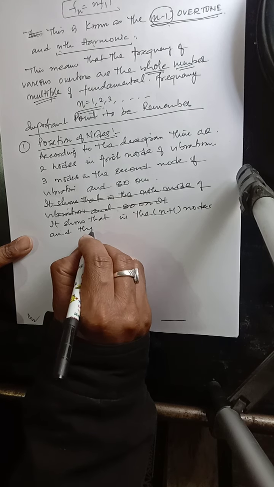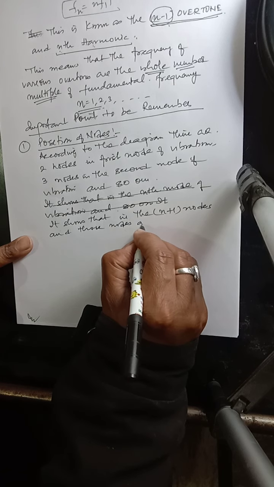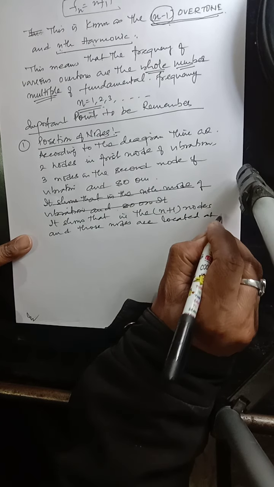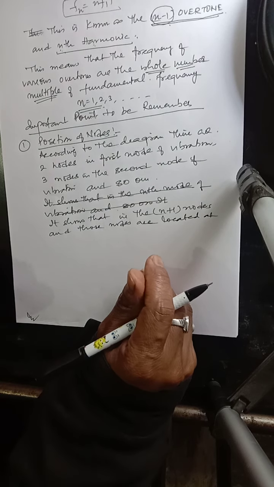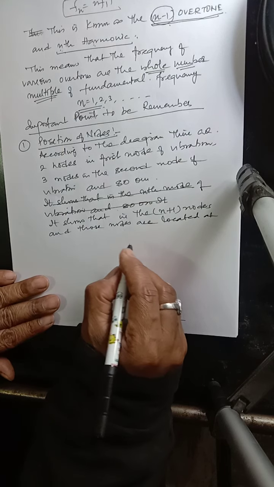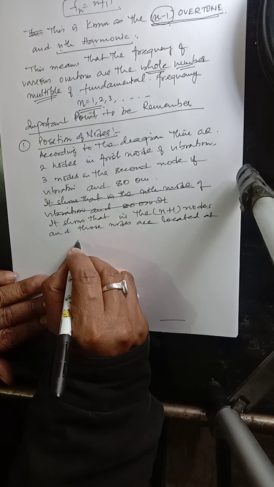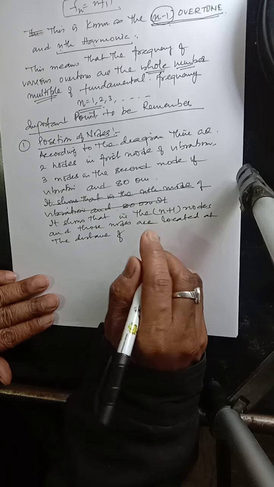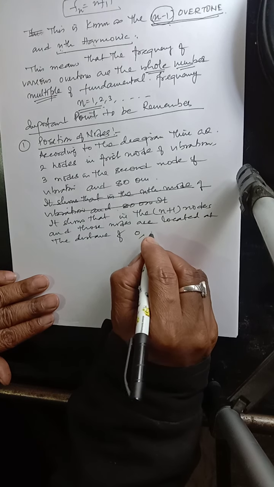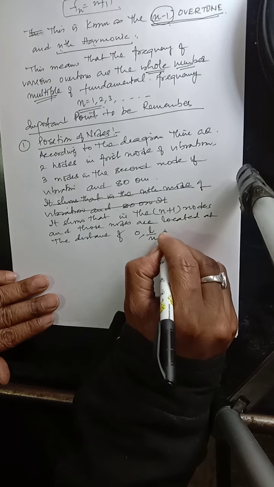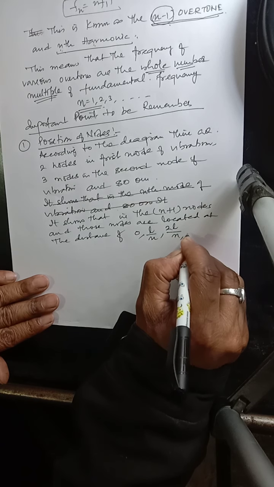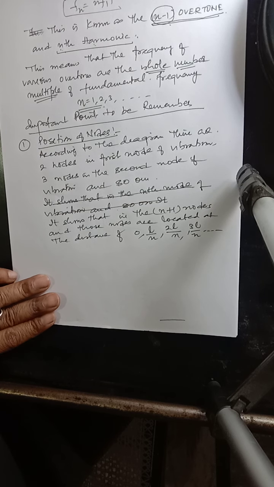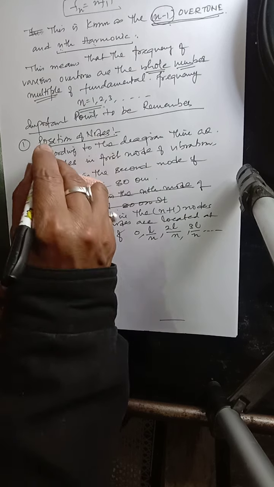and these nodes are located at a distance of 0, then L by n, then it becomes 2L by n, then it becomes 3L by n, and so on.